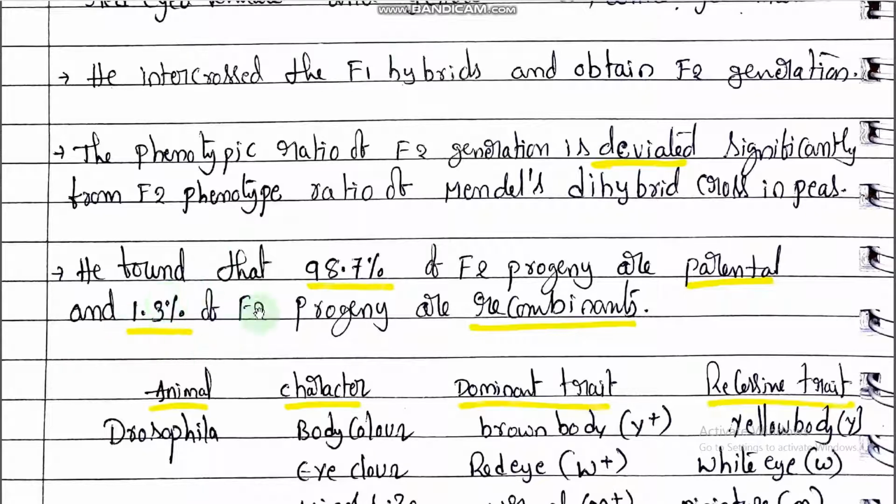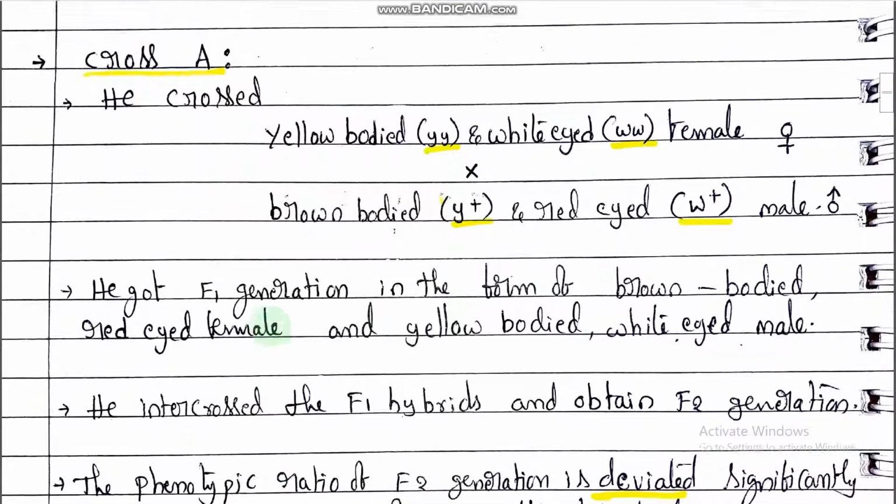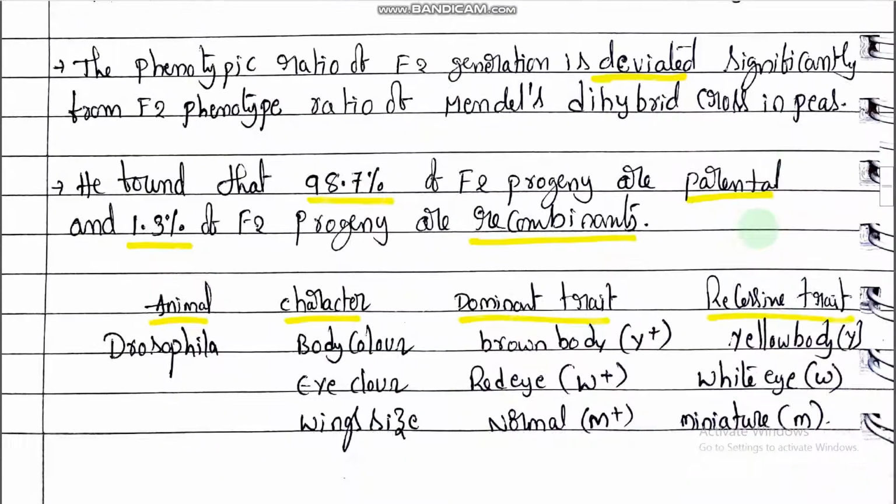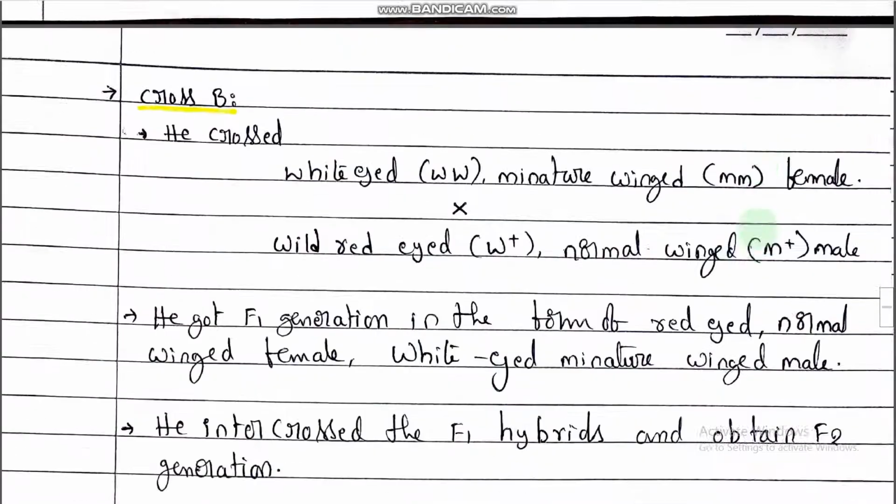And how much recombination is formed? 1.3%. Whatever the percentages are, they are most important, you should remember them from an objective point of view. So in cross A, Morgan got 98.7% parental characters and 1.3% recombinant characters in the F2 generation. Cross A, what had he taken? Yellow bodied and white eyed female, recessive, with brown body and red eyed male, dominant. Clear? Right. Okay.